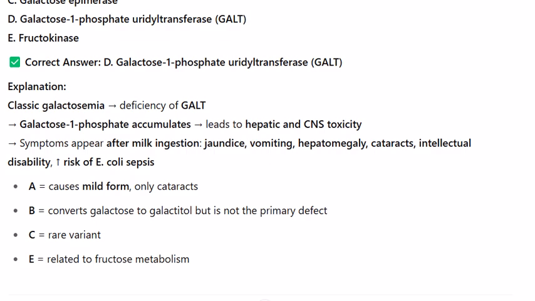A causes a mild form, only cataracts. B converts galactose to galactitol, but is not the primary defect. C is a rare variant. E is related to fructose metabolism.